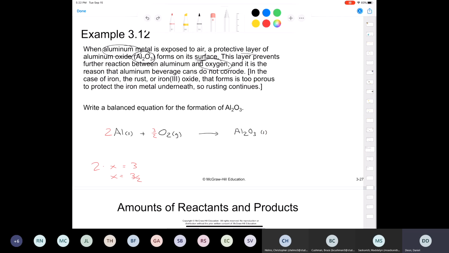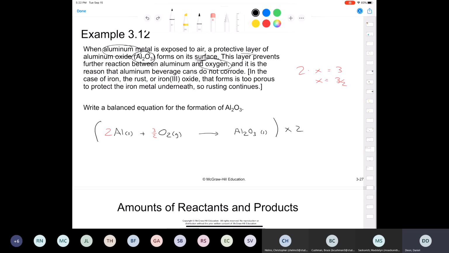The reason that my students all said that they had a stoichiometric coefficient of 4 in front of the aluminum is because they took this entire equation and they multiplied it by 2 to get rid of the fraction, right? To get rid of the 3 over 2.